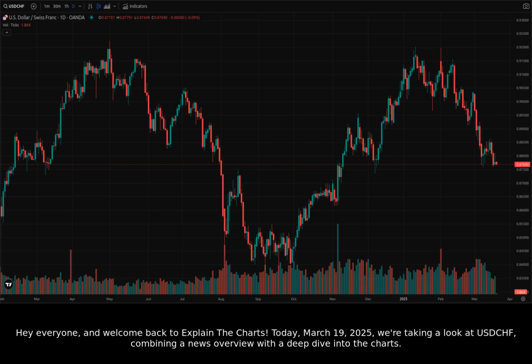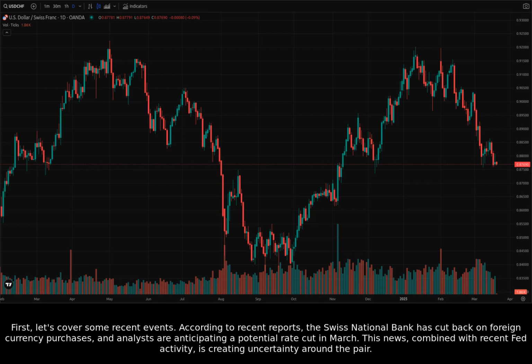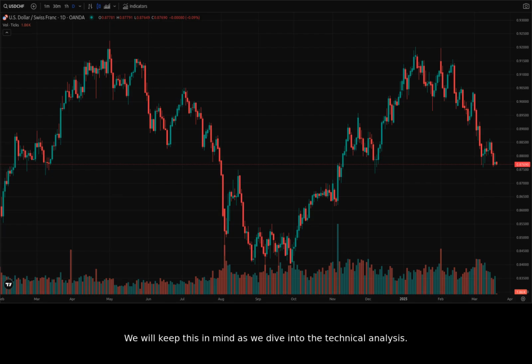Today, March 19th, 2025, we're taking a look at USDCHF, combining a news overview with a deep dive into the charts. First, let's cover some recent events. According to recent reports, the Swiss National Bank has cut back on foreign currency purchases, and analysts are anticipating a potential rate cut in March. This news, combined with recent Fed activity, is creating uncertainty around the pair. We will keep this in mind as we dive into the technical analysis.